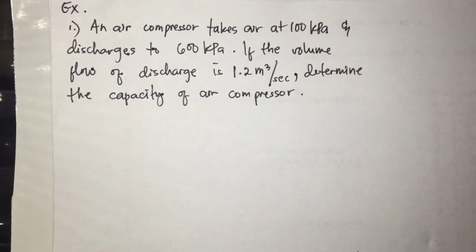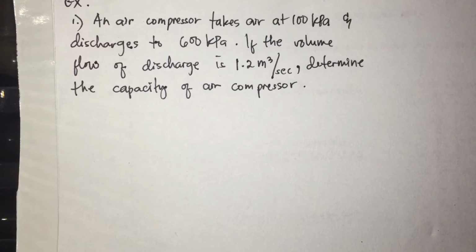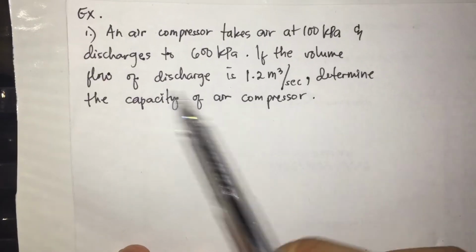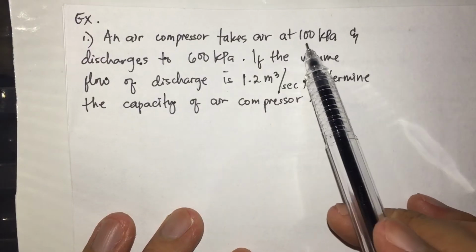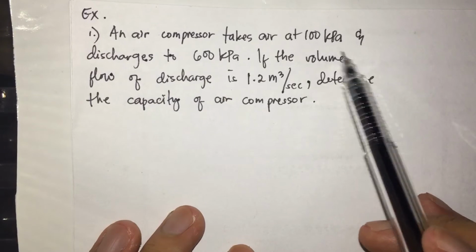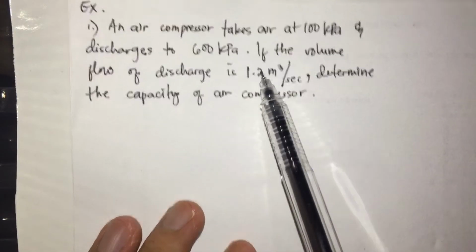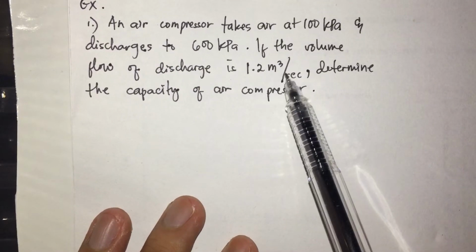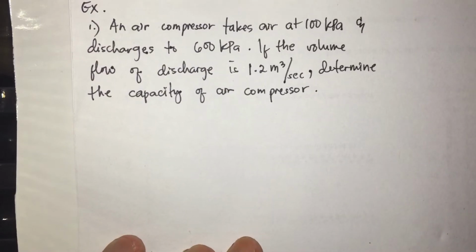Example number 1 for air compressor, or compressor problem under fluid machinery. Example: an air compressor takes air at 100 kilopascal and discharges to 600 kilopascal. If the volume flow of discharge is 1.2 meter cube per second, determine the capacity of the air compressor.